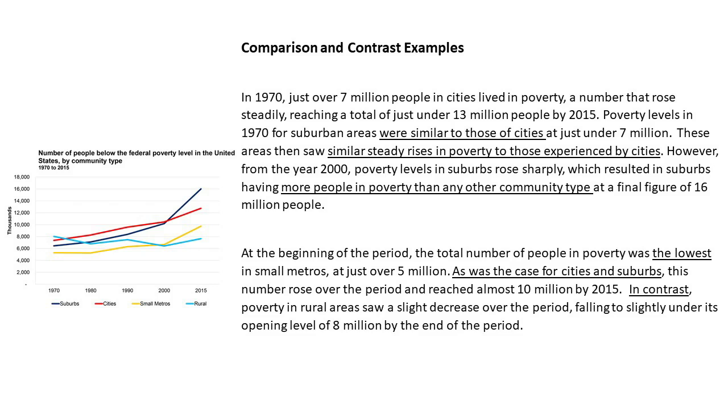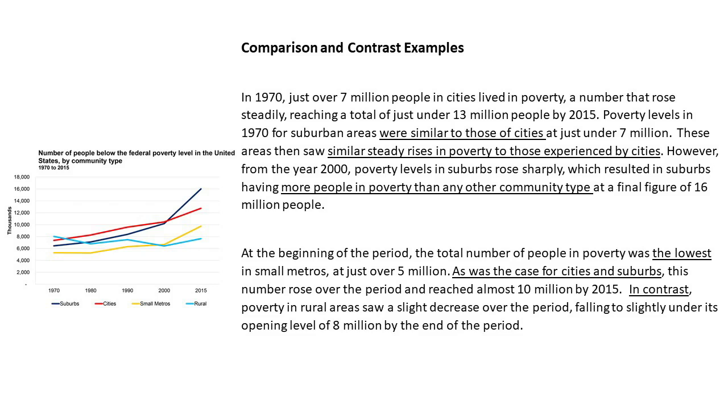In small metros at just over 5 million. As was the case for cities and suburbs. So, as was the case meaning in the same way or similar to cities and suburbs. Again, comparative language. This number rose over the period and reached almost 10 million by 2015. In contrast, clearly that's contrasting language. In contrast, poverty in rural areas saw a slight decrease over the period, falling to slightly under its opening level.